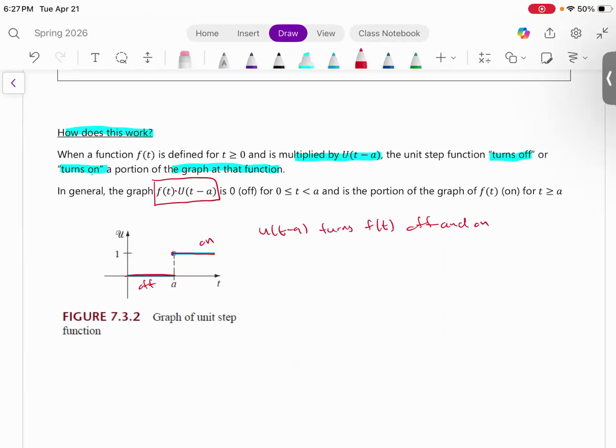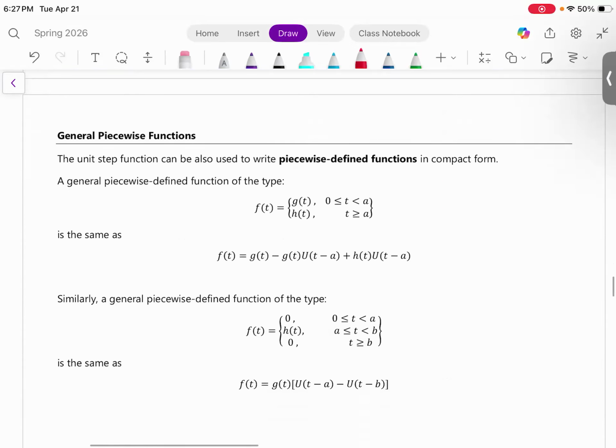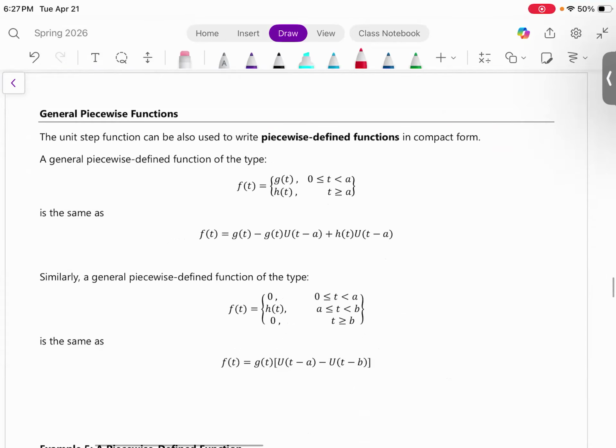A couple more things since we're dealing with these unit step functions: they dive into piecewise functions. One of the key things about Laplace transforms is that they need to be piecewise continuous functions, so we're going back to this criteria. For general piecewise functions, a unit step function can also be used to write a piecewise defined function in compact form.